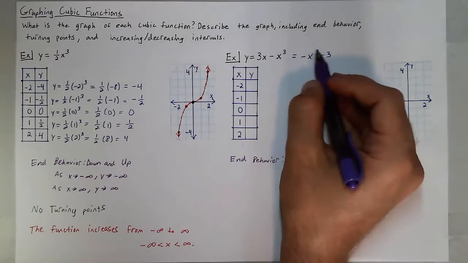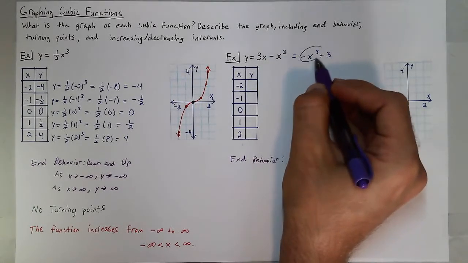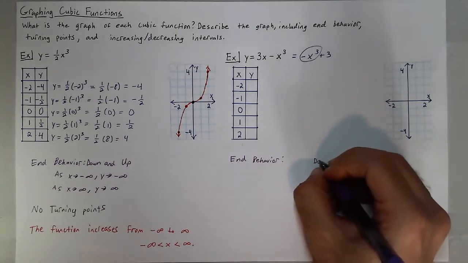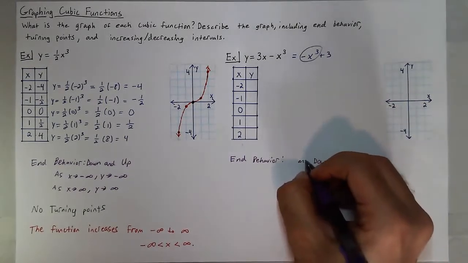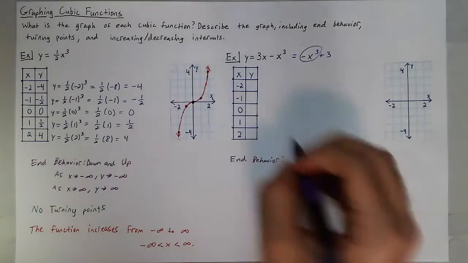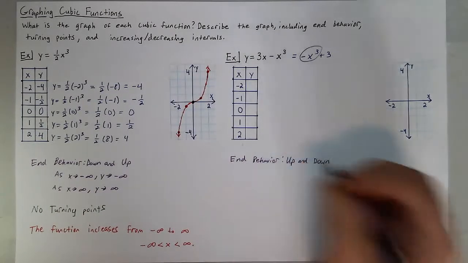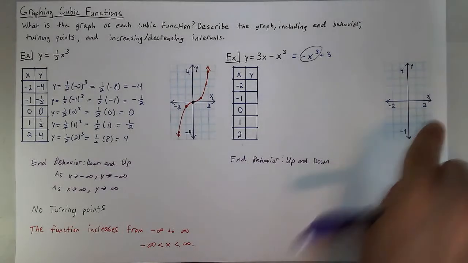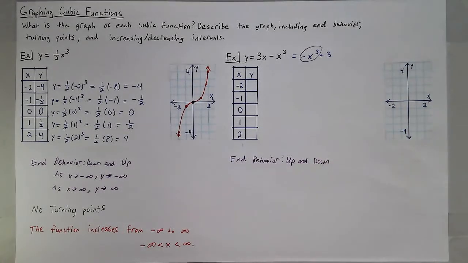So the leading term is a negative term. If it's negative in front, that means I know it's going to go down to the right. And since it's an odd power like the previous one, it should go in the opposite direction to the left. So it'll be up and down. I know it's going to go up to the left and down to the right in some way. So keep that in mind as we graph.